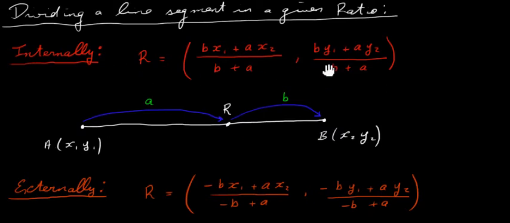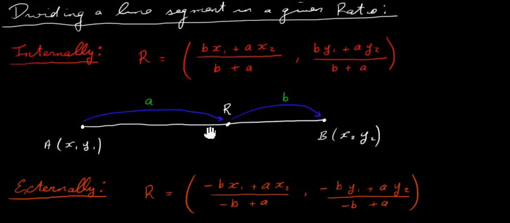Our formula is going to be this one here, and our line segment in this particular case is going from A to B. Now A has coordinates x1, y1, B has coordinates x2, y2, and we're going to look for the coordinates of R, which divides the line segment AB in the ratio a to b. So this here will give us the coordinates. This will give us our x value, and this will give us our y coordinate of R.